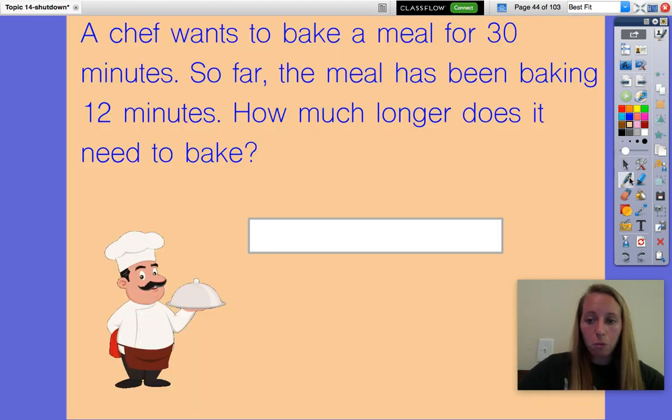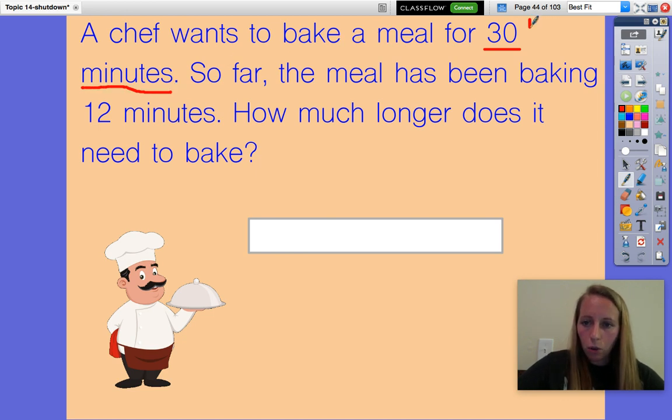So for this first problem, a chef wants to bake a meal for 30 minutes. So far, the meal has been baking 12 minutes. How much longer does it need to bake? All right, let's take a look at this question and let's mark it up. It says a chef wants to bake a meal for 30 minutes. 30 minutes is definitely important. So I'm going to underline that. 30 minutes.